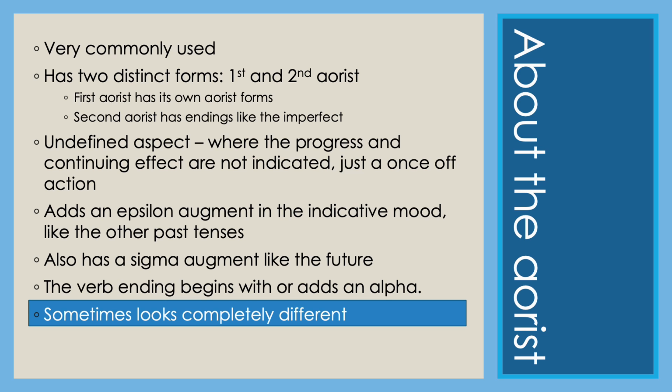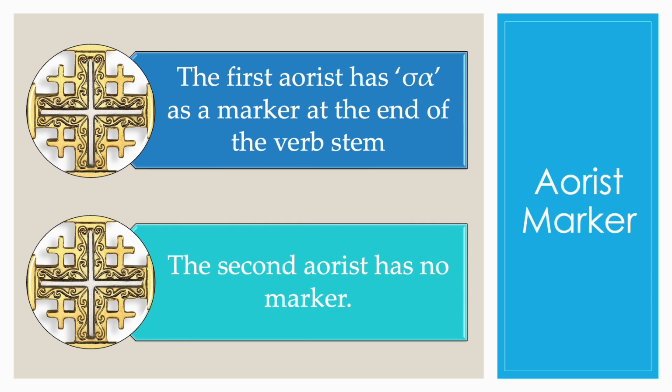There aren't very many second aorist verbs in the New Testament, but some of them are actually really common words, and so we will see the second aorist quite often, including in the examples that I've used from John's Gospel. So we get the sigma alpha at the beginning of the verb ending. That begins the verb ending and fits onto the end of the stem, and this is sometimes also called a marker, the marker of the first aorist.